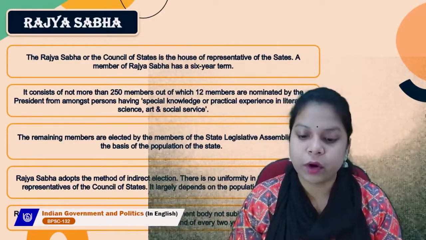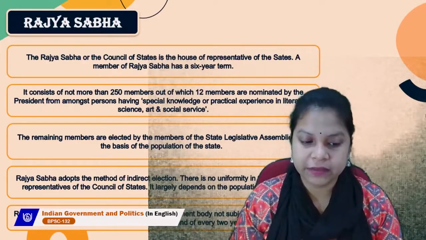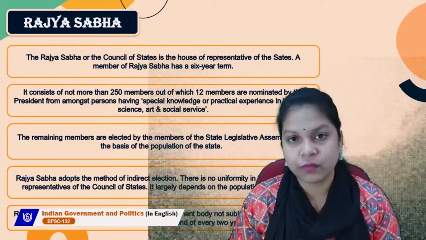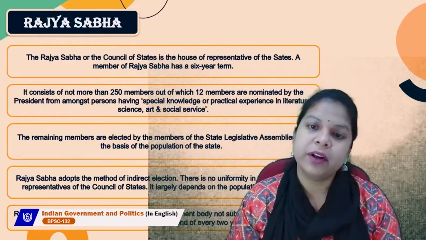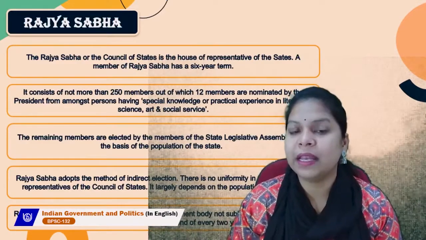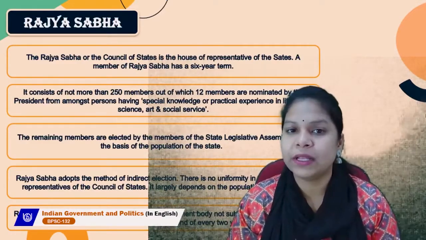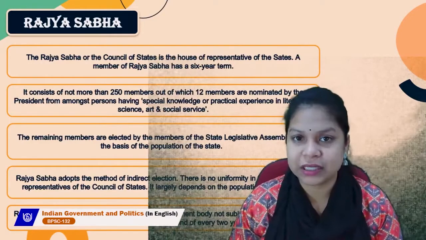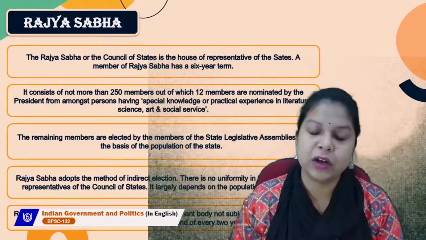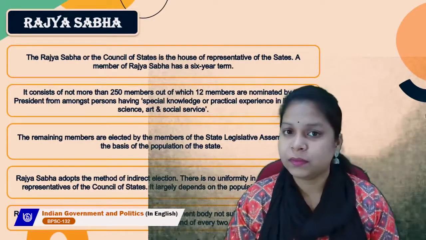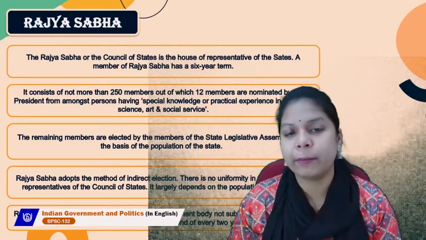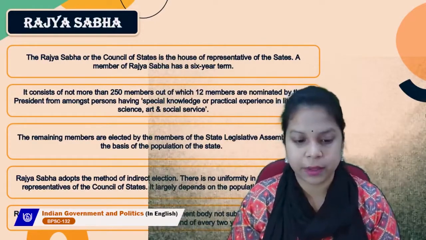There is no uniformity in the members of representatives of the Council of States. It largely depends on the population of the state. So, if we talk about Uttar Pradesh, it's a very large state, so there are many members who represent Uttar Pradesh in the Rajya Sabha. Whereas the northeastern states are very small in their territorial area. So, from there, very few people represent the state in the Rajya Sabha.